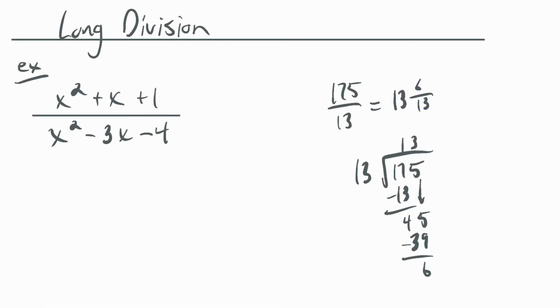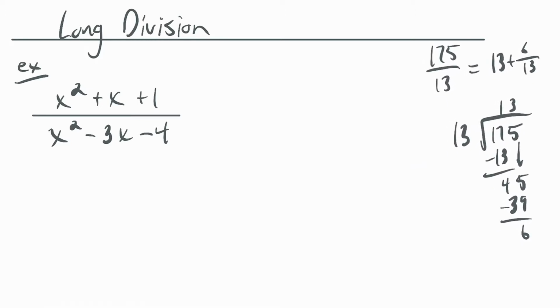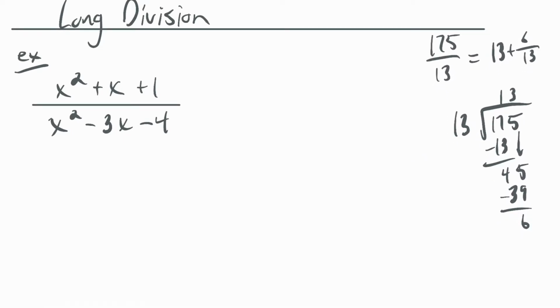I can write this as a mixed number, or I can put a plus between them if I want. Typically, like in middle school, you wouldn't do that, but here, let's pretend that you need to put a plus, and you'll see why. I want to move this out of the way so we have plenty of room. So let's do long division here.